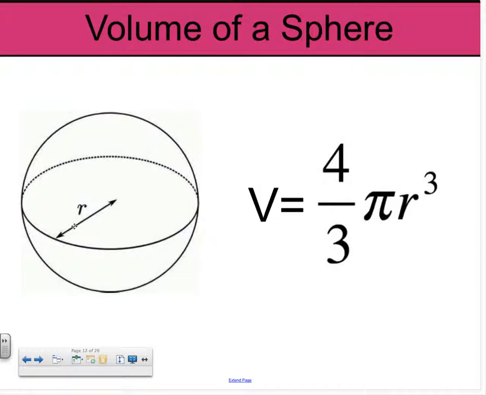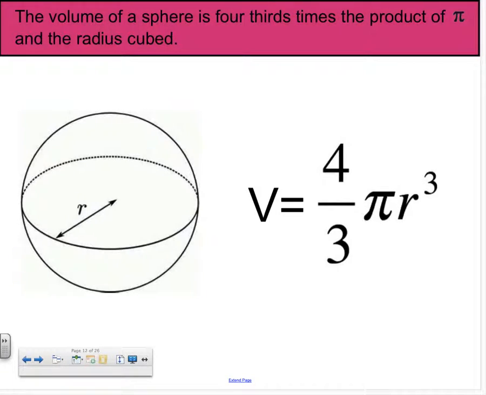We have learned how to find the volume of a cylinder. We have also learned how to find the volume of a cone. Today, we are going to learn how to find the volume of a sphere. The volume of a sphere is 4/3 times the product of pi and the radius cubed.